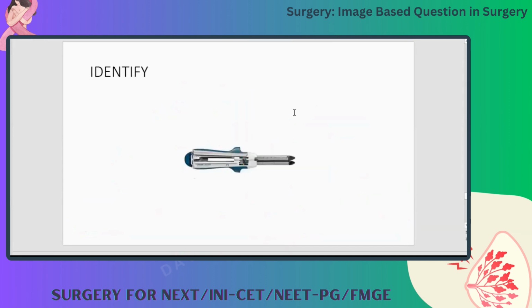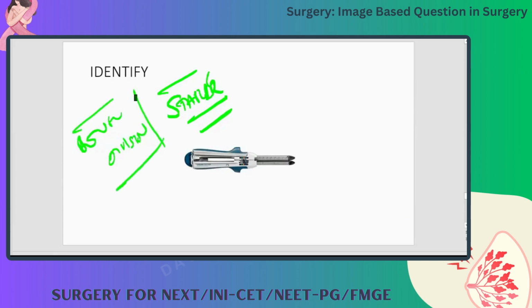So what is this device? It's a stapler. But what is that used for? Bowel division is done with this stapler. Earlier we used to cut the bowel and suture both the ends, which took a lot of time. Nowadays, just put a stapler and the bowel gets divided. We can also use it in anastomosis.